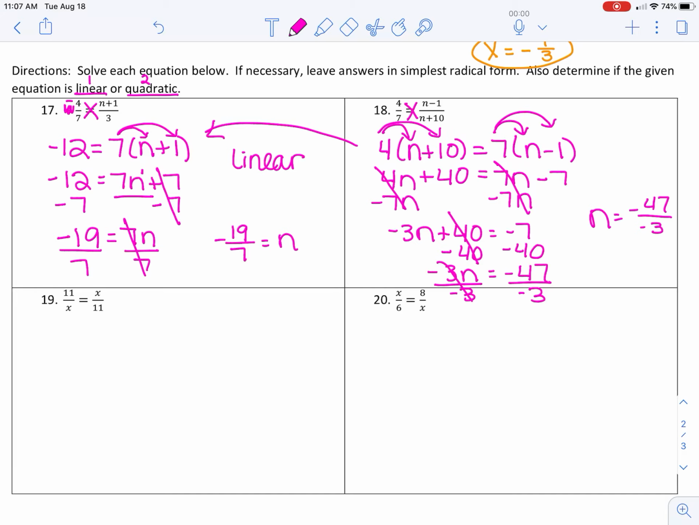This is not going to be my final answer because, since I have a negative on top and bottom, if you divide two negatives, it becomes positive. So this entire answer is going to be positive instead. So it's going to be 47 over 3. With that being said, we can't forget the last part of our directions. Is it linear or quadratic? We don't have anything where it says n to the second power. So this is going to be linear because it's only n to the first power.